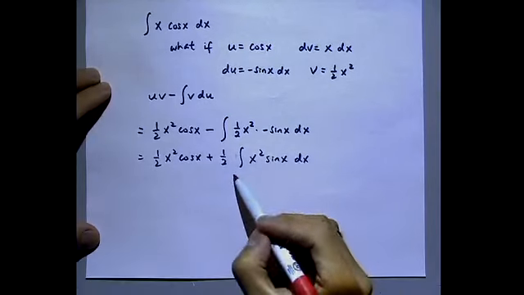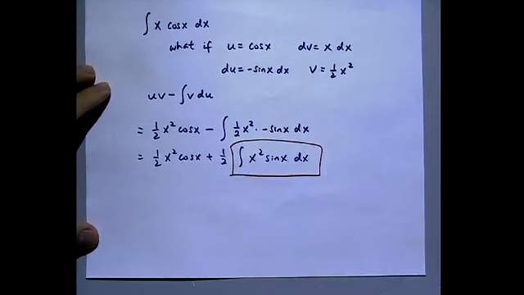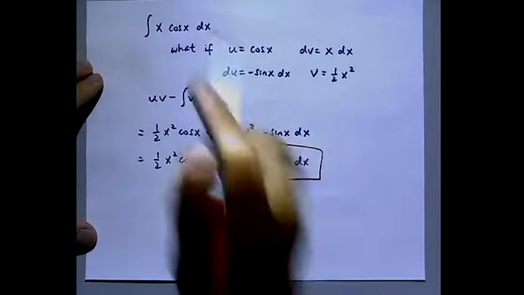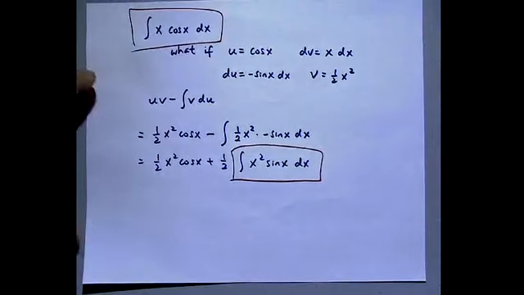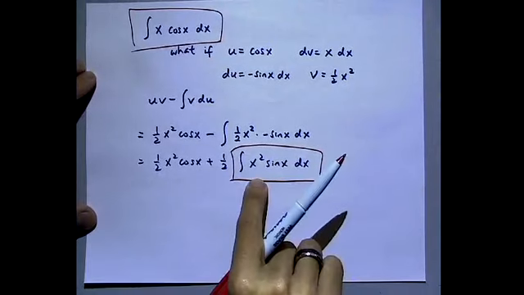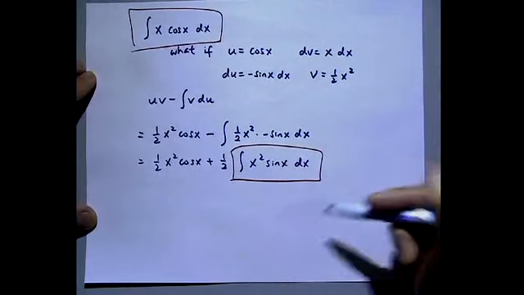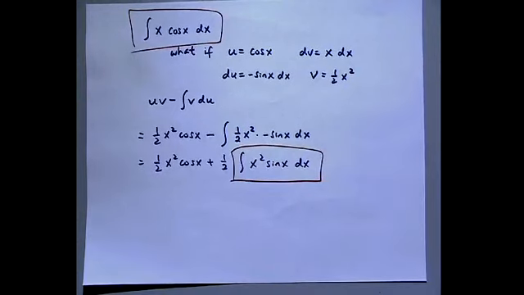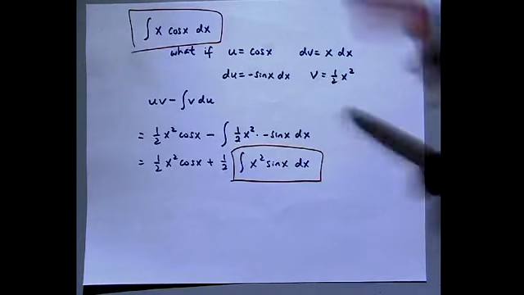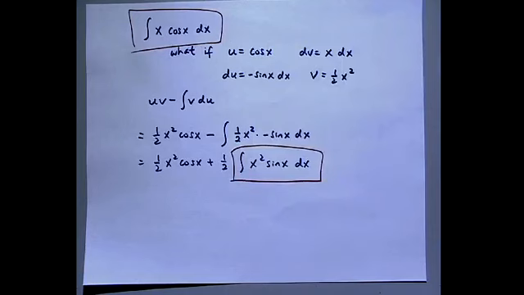Now check out what we have left to do. Compare that to what we started with. It got worse, right? The power of x went up by 1. If I do another round of integration by parts, I'm going to end up with something probably x cubed sine of x. That's not taking me anywhere constructive. It's a waste of time. I end up getting something more and more complicated.